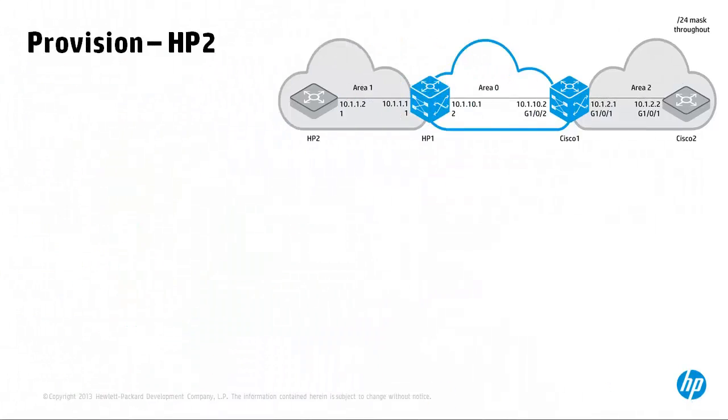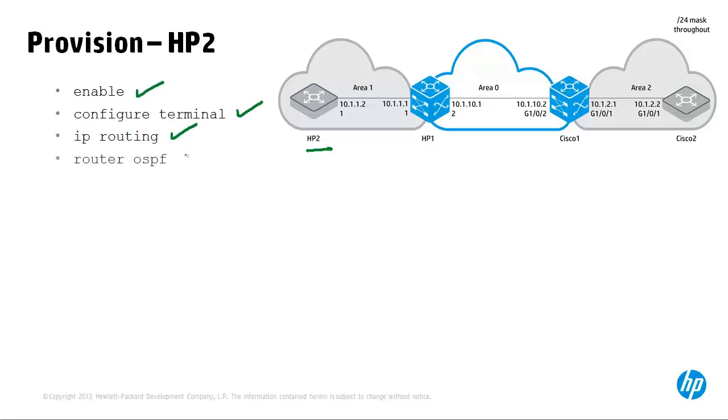To enable OSPF on HP2, type enable, conf-t, IP routing, router OSPF, and configure your area, in this case area 1. Go onto the VLAN, so VLAN 1, and enable OSPF in the area on that interface by using the command IP OSPF area and the relevant area number, in this case area 1.